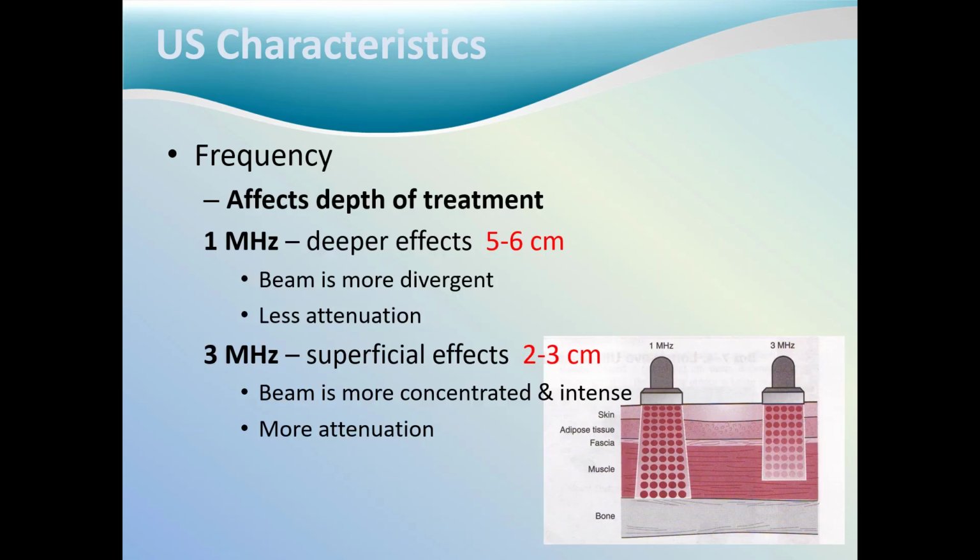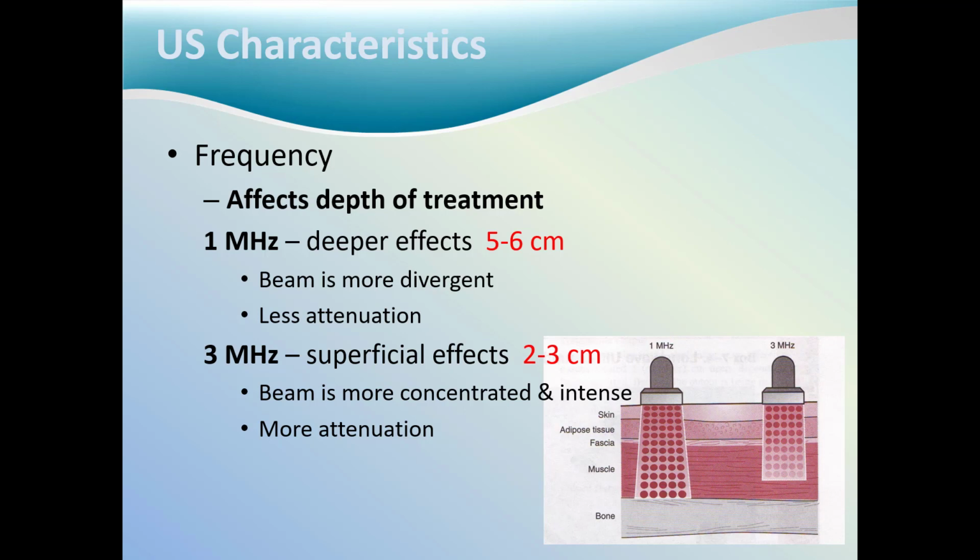Ultrasound output frequency is measured in megahertz and describes the number of waves produced in 1 second. Most commercial ultrasounds offer 1 or 3 megahertz options. Occasionally, they offer a 2 megahertz option as well. The output frequency determines the effective depth of penetration.